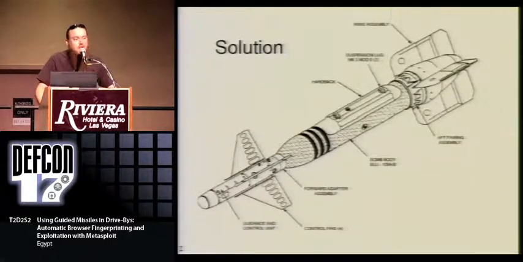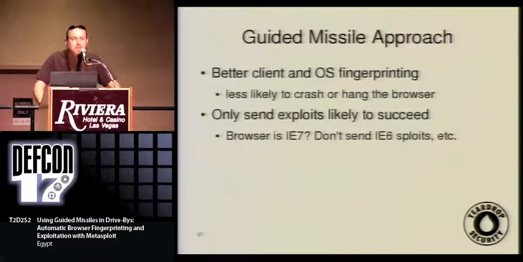So the solution here is a GBU Paveway bunker buster. Laser-guided missile for blowing up bridges. Freaking cool. So the first thing you need for a laser-guided missile is to know what to point the laser at. You've got to know what the client is, what the OS is running, and we use JavaScript fingerprinting to do all of that.